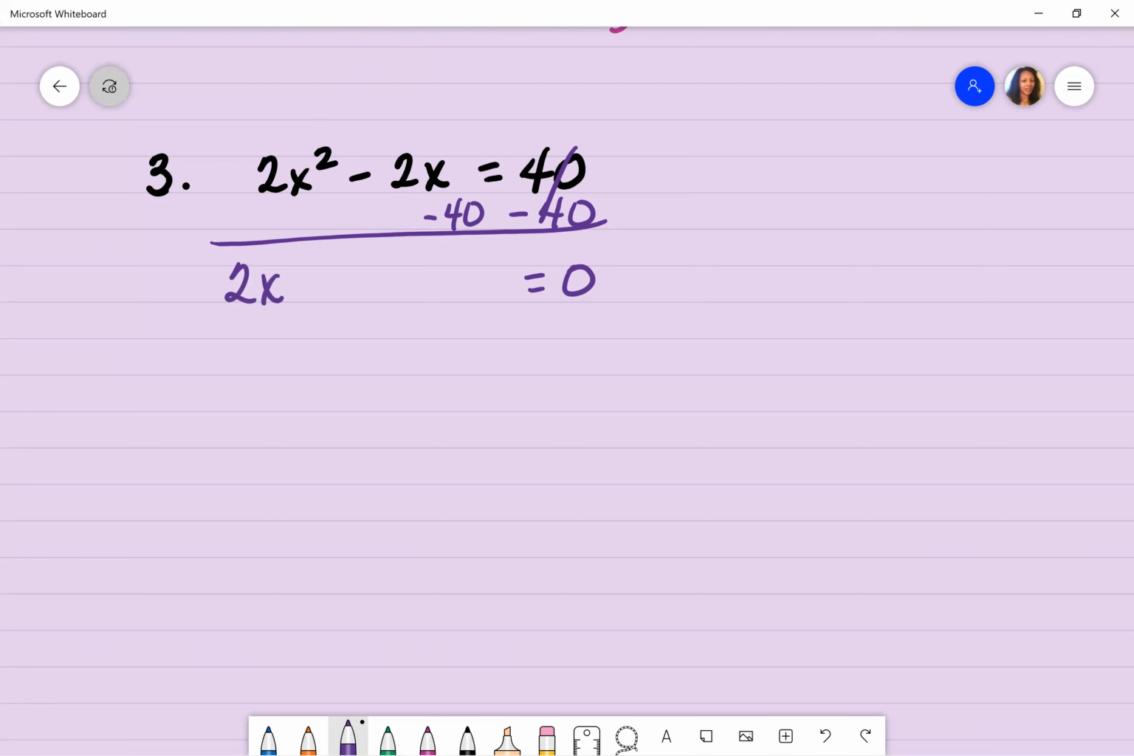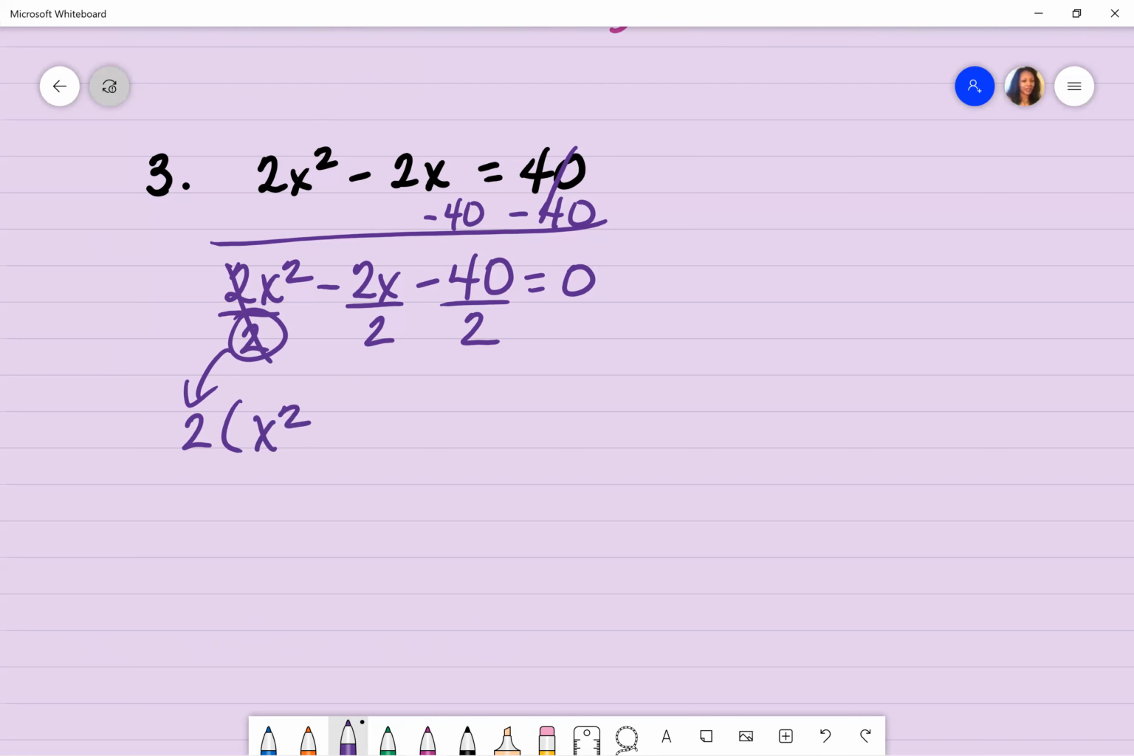And I have 2x squared minus 2x minus 40. At this point, I want to see, can I divide everything by a greatest common factor? Yes, I can. Everything can be divided by 2. I do not have an x over here, so I cannot bring out a variable. If I'm putting it in factor form, whatever I just divided by, that goes outside of my parentheses. I am left with x squared. -2 divided by 2 is -x. And then -40 divided by 2 is -20. This is all set equal to 0. And I am going to try to factor some more. I can simplify that even further.